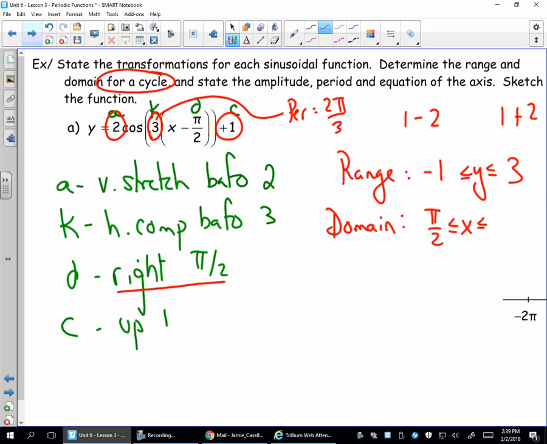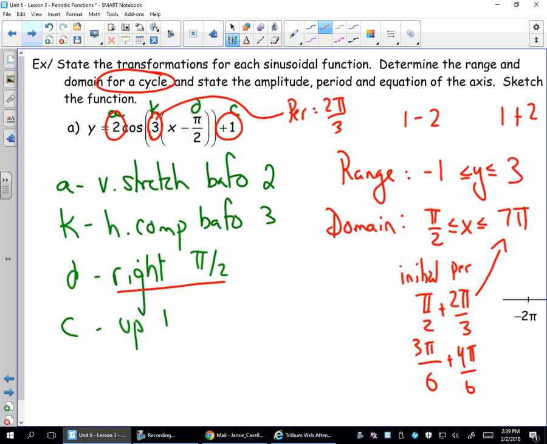Okay, so to figure out the other part of the domain, I need to take where I started, which is pi over 2, and add 2 pi over 3. The initial value plus the period. You can use your fraction button in your calculator, so 1/2 plus 2/3, or if you want to make a common denominator, this is 3 pi over 6 and 4 pi over 6, or in other words, 7 pi over 6. Here's my domain.